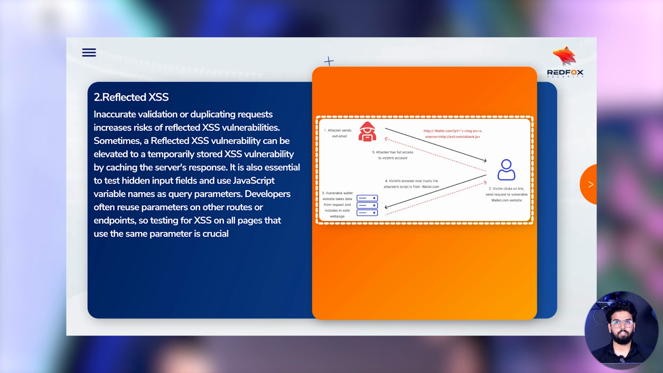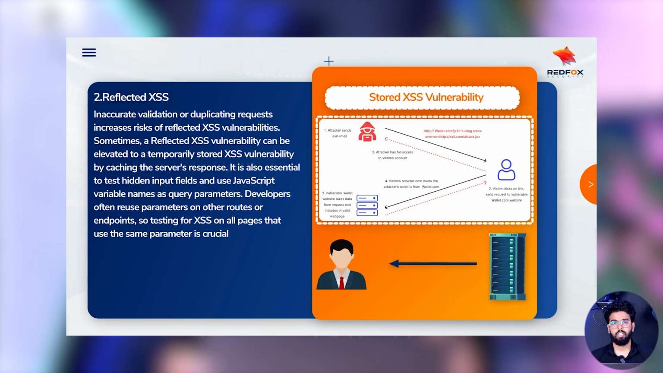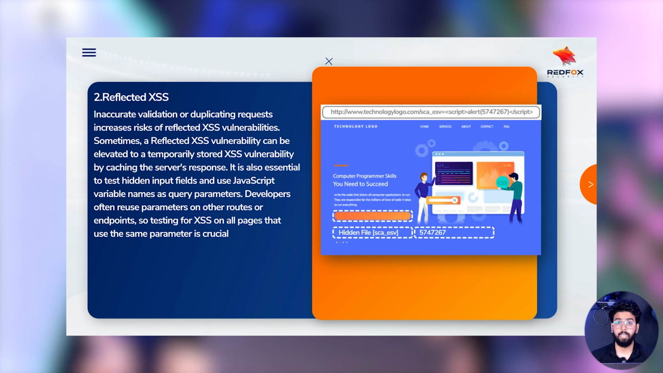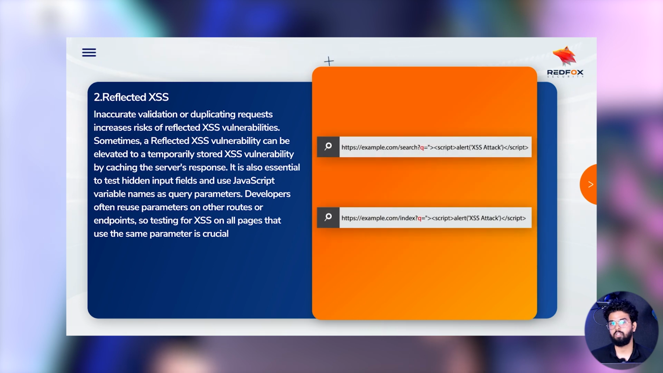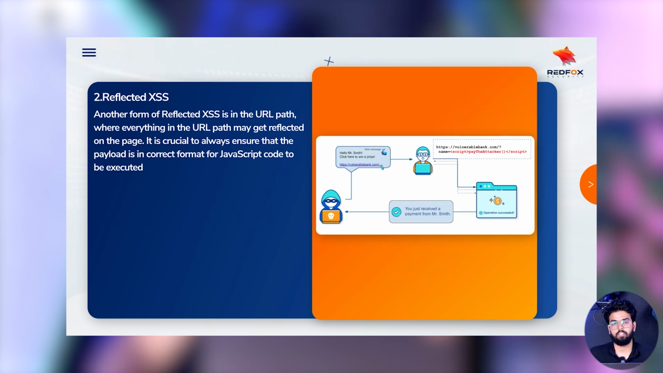Sometimes a reflected XSS vulnerability can be elevated to a temporarily stored XSS vulnerability by caching the server's response. It is also essential to test hidden input fields and use JavaScript variable names as query parameters. Developers often reuse parameters on other routes or endpoints, so testing for XSS on all pages that use the same parameter is crucial.